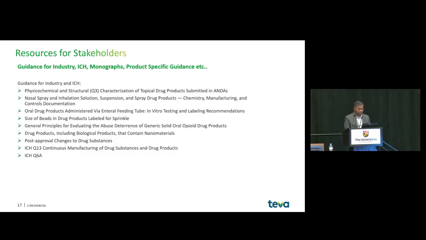So this is the food effect study. Then the general principles for evaluating the abuse deterrence of generic solid opioid drug products. There's also the guidance on drug products, including biological products, that contain nanomaterials. And some sections of the post-approval changes to drug substance also talk about particle sizing. We have the ICH Q13, which talks about continuous manufacturing of drug substances and drug products, with information also on particle sizing, and ICH Q6A.